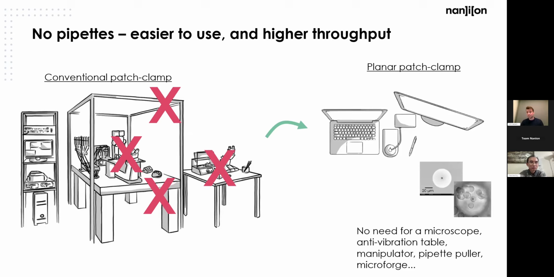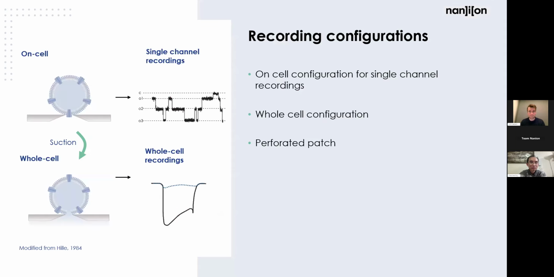All we need in the end is a small recording chamber that can sit on our desktop, an associated amplifier, and some kind of PC or monitor for us to be able to visualize our results in real time. So a much more streamlined approach to the patch clamp technique overall. There are several recording configurations that we're able to use using this technique. The first here is the on-cell or cell-attached configuration, where once a cell is attracted to this patch clamp hole, the membrane is not ruptured.